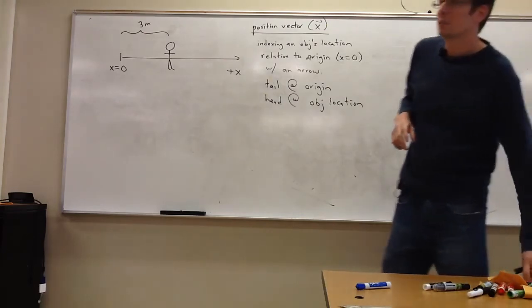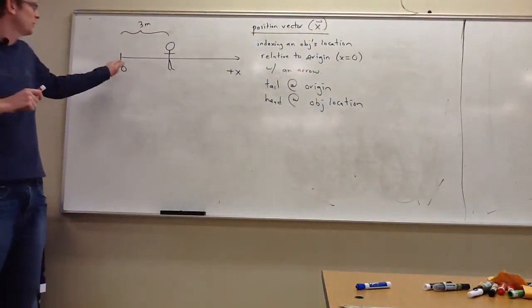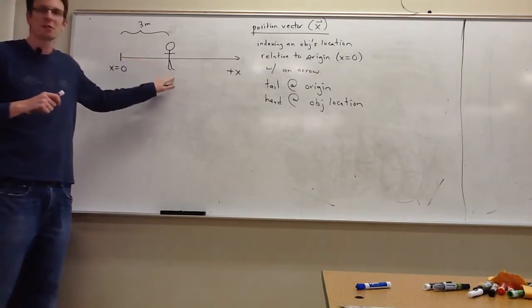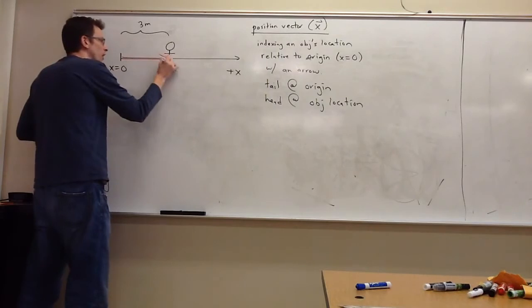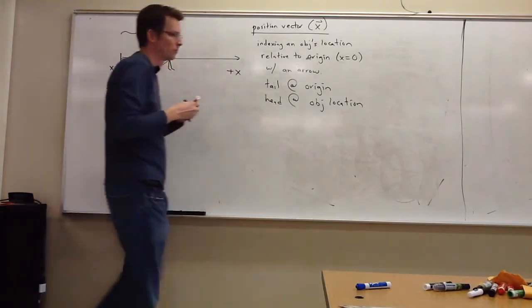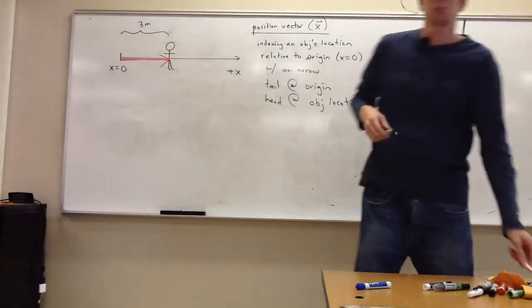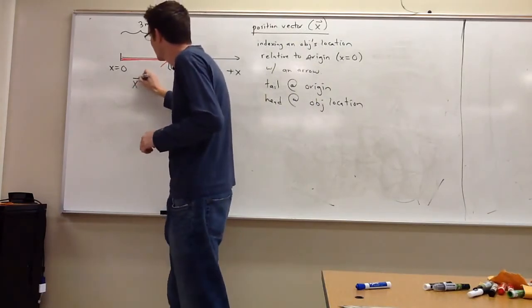So let's follow the recipe. The tail of this arrow should be at the origin, and the head should be where the object is actually located. So we follow the prescription like this. There is our position vector, x vector.